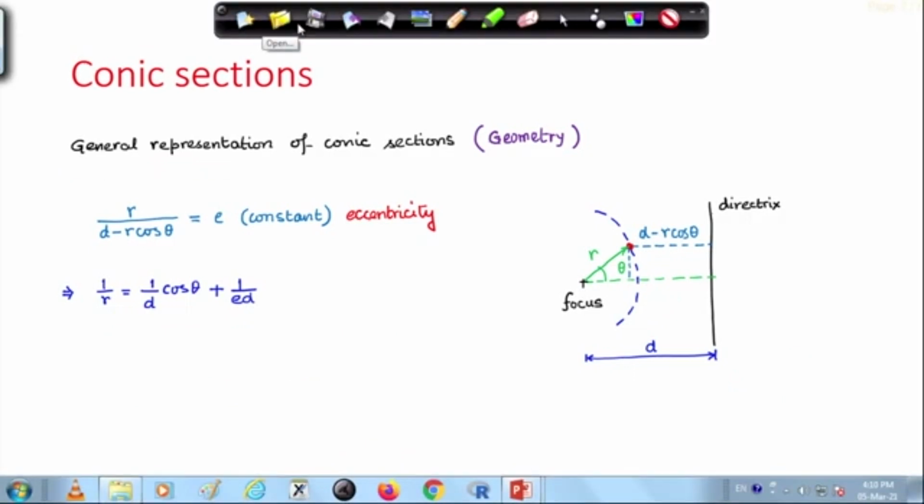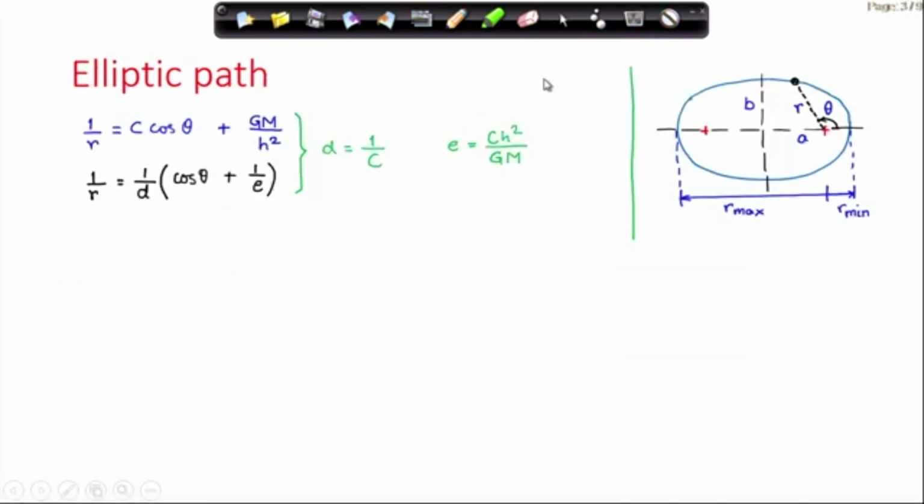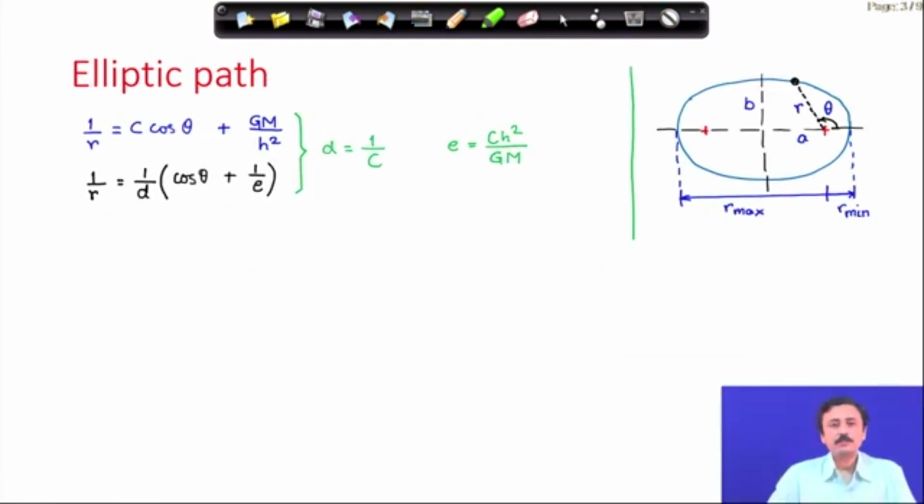Then we looked at the conic sections and compared the solutions with the conic sections and looked at the circular path. So, this was all covered in the previous lecture. Today, in this lecture, we are going to start with the elliptic path.